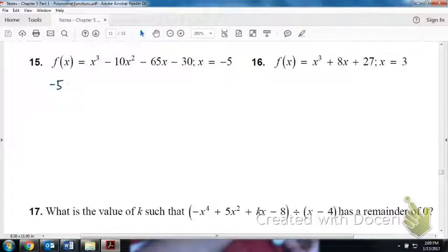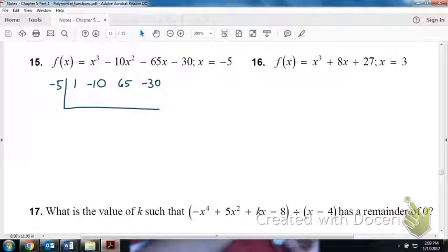-5, which remember, don't flip it. It's not a binomial. It's just straight up x equals -5. So start with -5. I'll box up there. When x is cubed, it's 1. For x squared, it's -10. For x, it is 65. And for my units, it is 30.